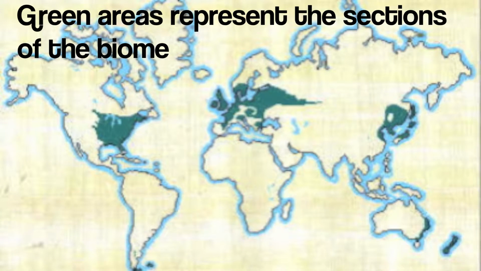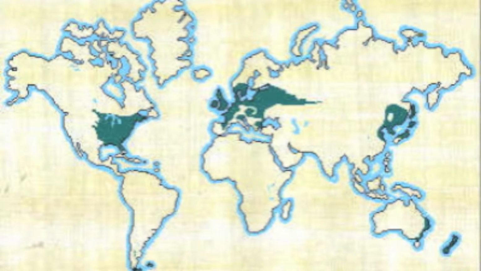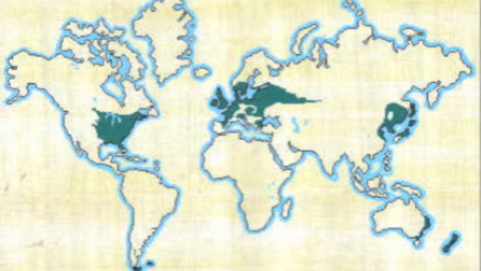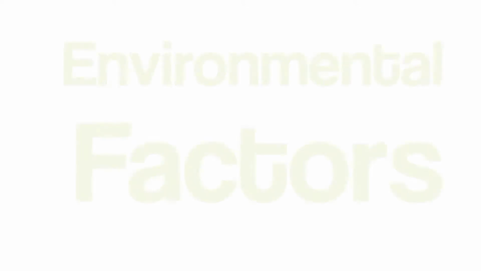Locations of the deciduous forest biome are spread out over the world. The map shows the majority of the biome is located in the eastern half of North America, southeastern part of Canada, many parts of Europe, Eastern Asia, and the bottom area of Australia.